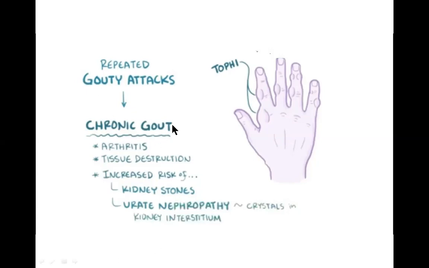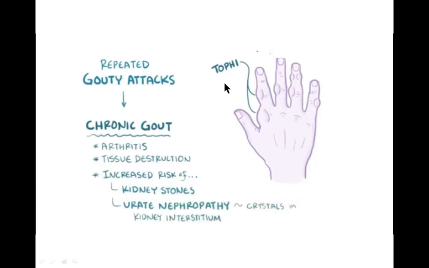Chronic gout leads to arthritis and tissue destruction. In chronic gout, uric acid starts depositing at different joints. The deposition of monosodium urate crystals beneath the skin makes it swollen. That is called a tophus. Tophi are formed at the joints beneath the skin, which causes swelling near the joints.